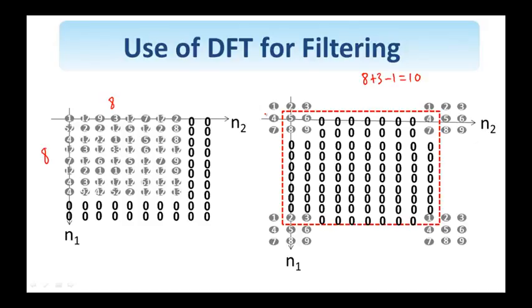So now I have two 10 by 10 images in the spatial domain. I'll take their corresponding DFTs. I'll bring them to the frequency domain, 10 by 10 DFTs. I'll multiply them, take the result of the multiplication, and bring it back to the spatial domain through an inverse DFT, and that will give me the linear convolution of the two signals I started with.